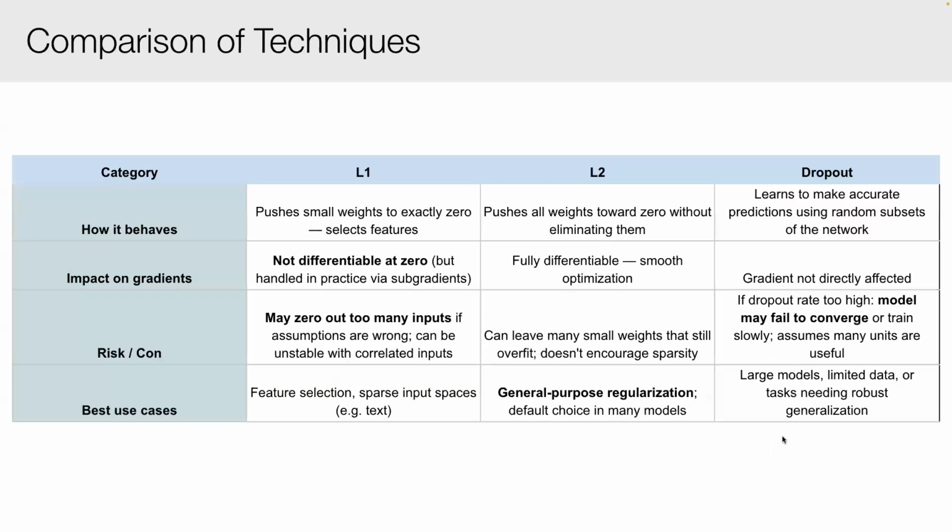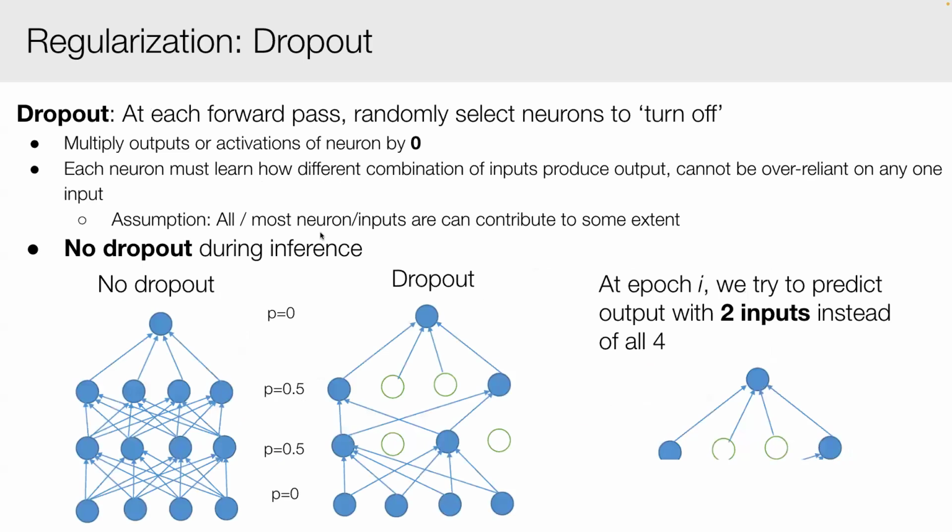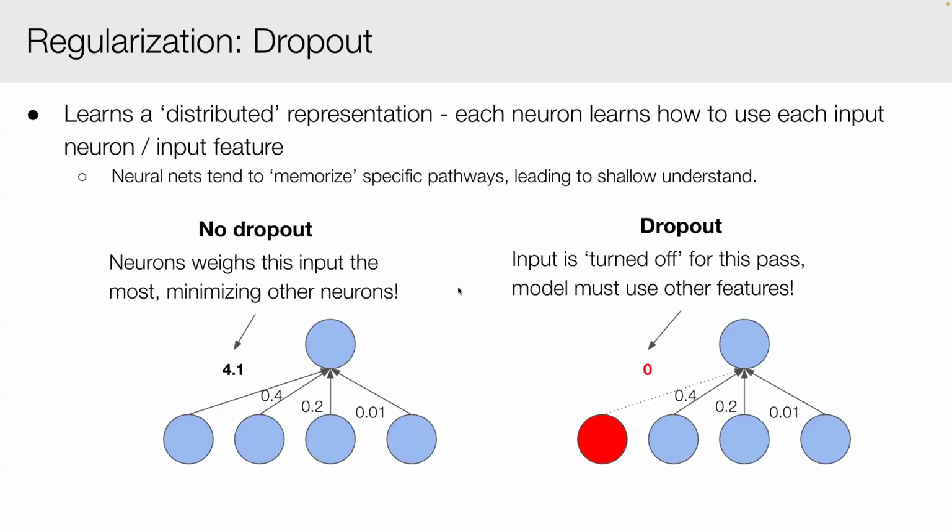And again, the assumption with dropout is that all or most of the inputs to a specific neuron are able to contribute to some extent, right? So we're assuming that these aren't noisy trash inputs, like the previous example with X2. We're assuming they are fairly useful, maybe not 4.1 useful, but maybe a lot more than 0.4 useful, right? Okay, and so we just want to give them the chance to contribute. That way, the model isn't overly reliant on this one neuron, right?